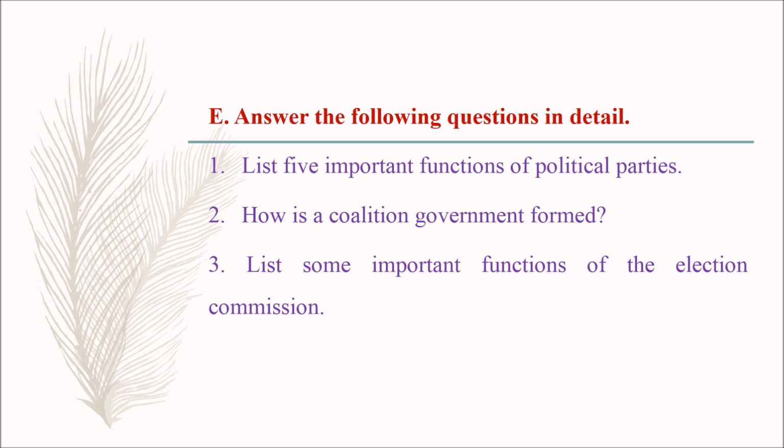Question number 1. List 5 important functions of political parties. Question number 2. How is a coalition government formed? Question number 3. List some important functions of the Election Commission. So I hope you are all having PDF notes. In that you can read short answers and detailed answers as well.